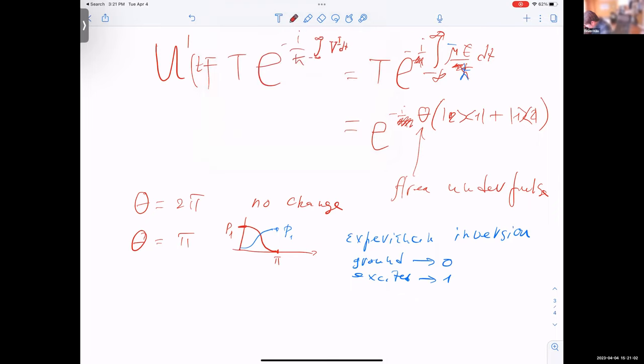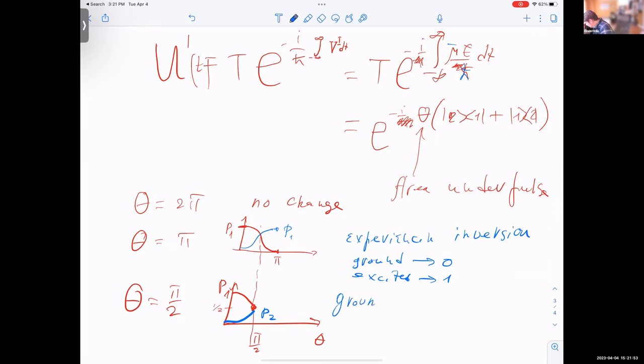And another important case, if the area under the pulse is pi over 2, then the dynamics stops in the middle. So both ground and excited state stop at 50% of occupation. So area under the pulse equal to pi over 2 gives that the ground state goes into 50% population and the excited state arrives at 50% population as well.